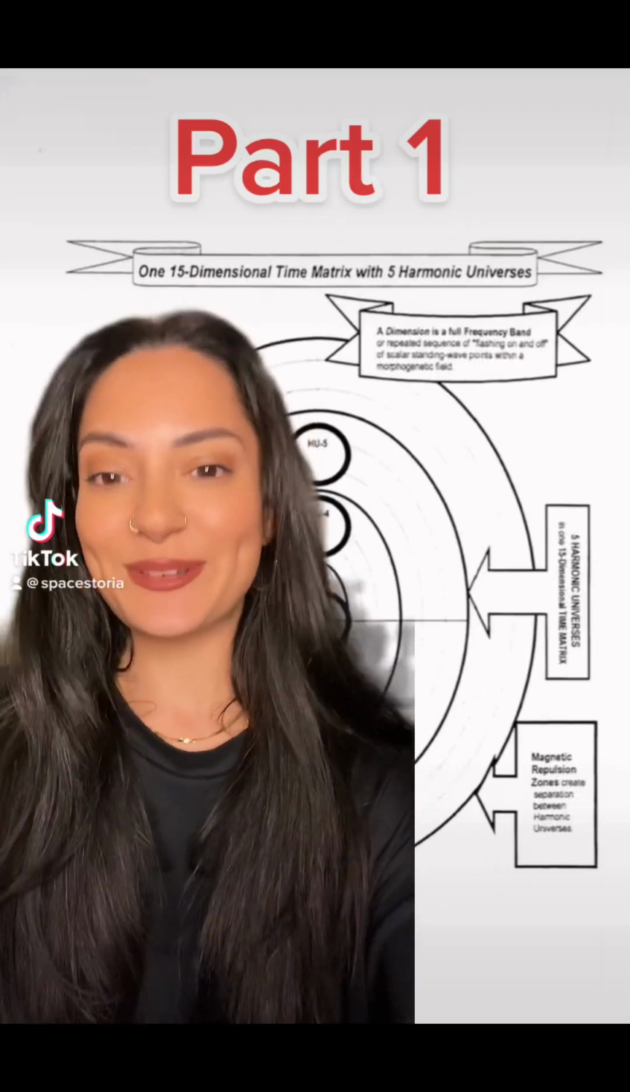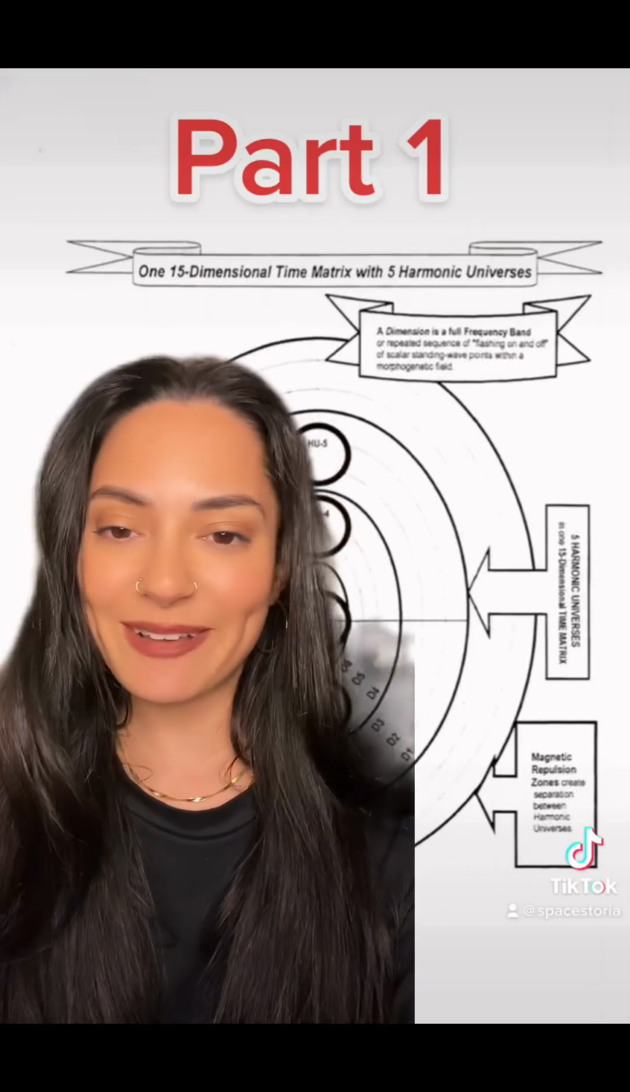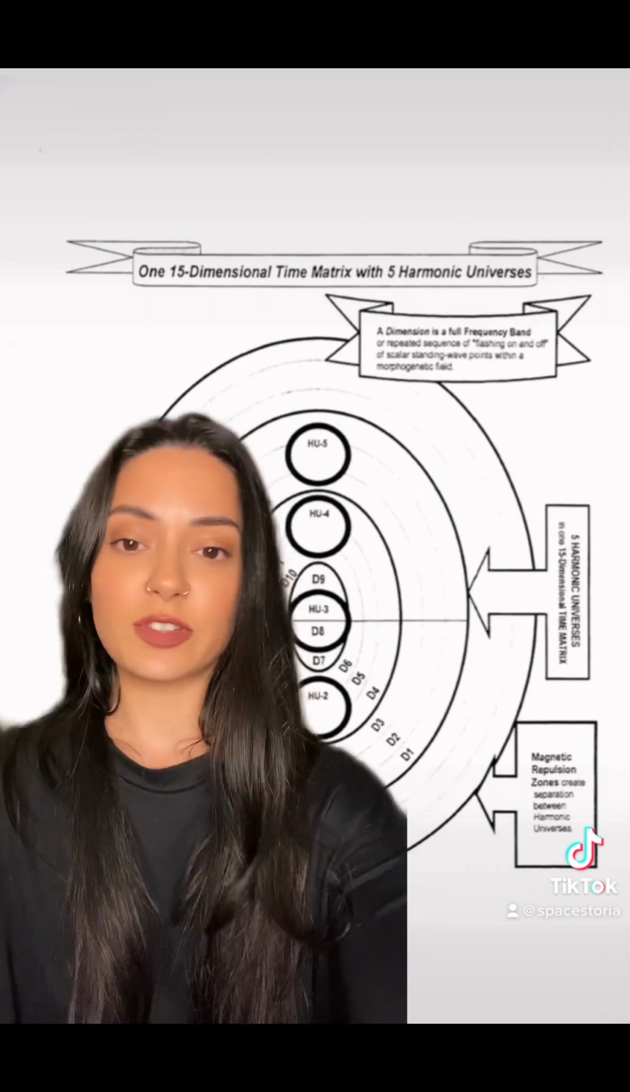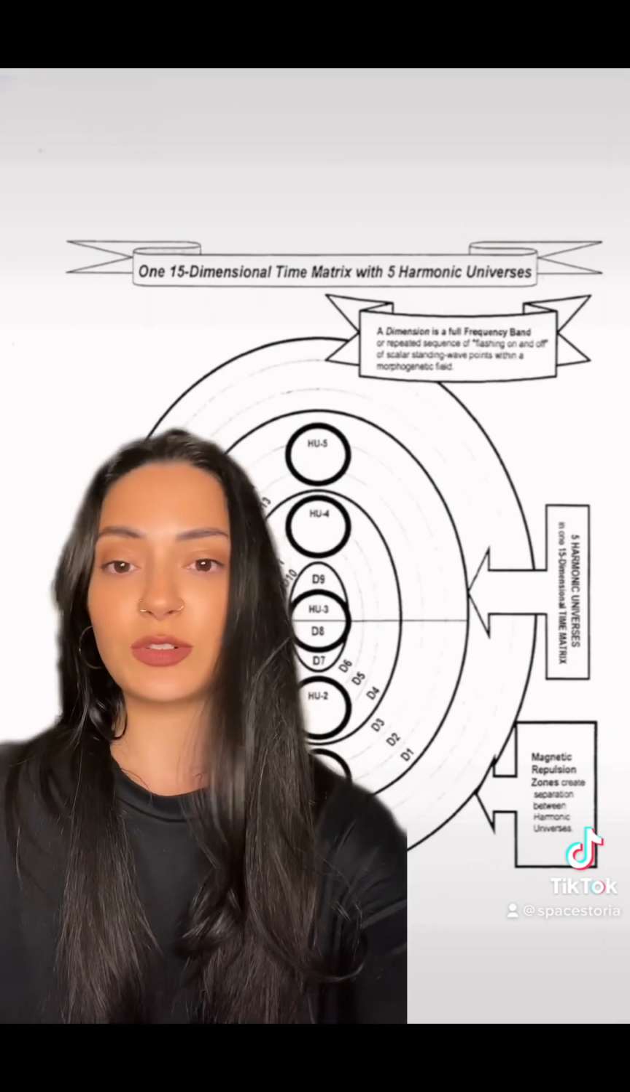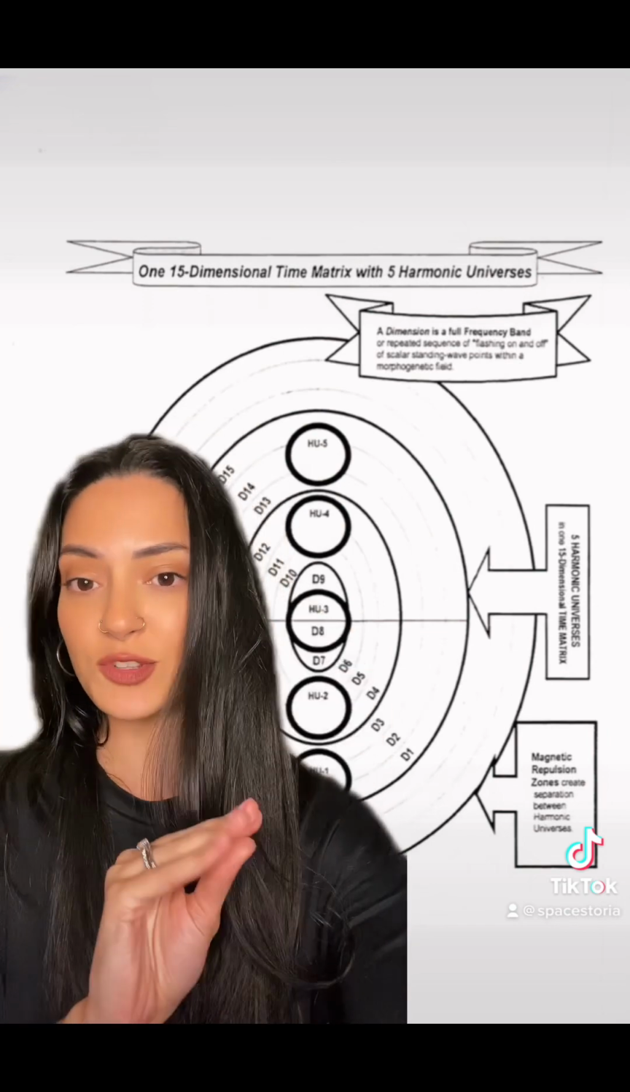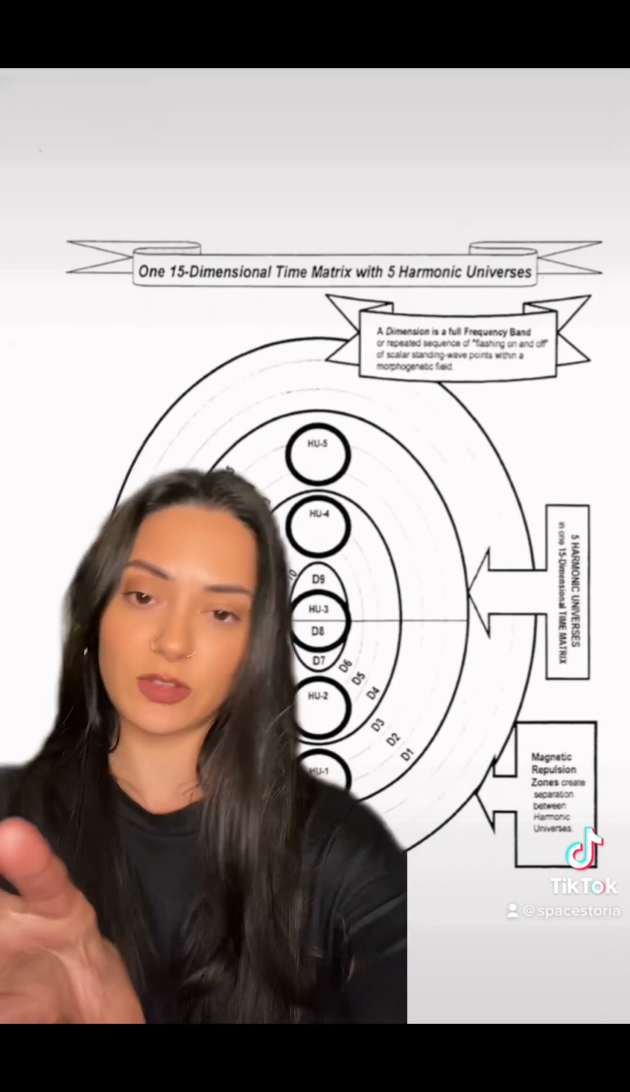I'm going to be explaining to you why Earth is so distorted. This may not resonate with you, and that's okay. So inside Source, there's 24 15-dimensional time matrices. This is like if we zoomed into one of them. I'll show you what it looks like when it's zoomed out.